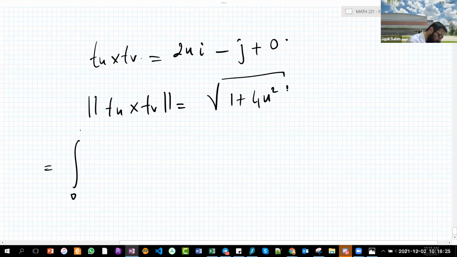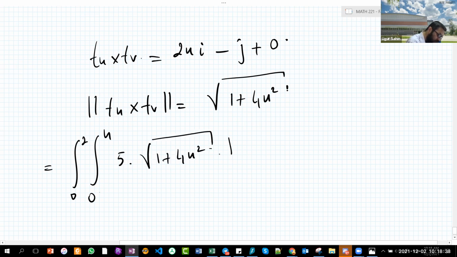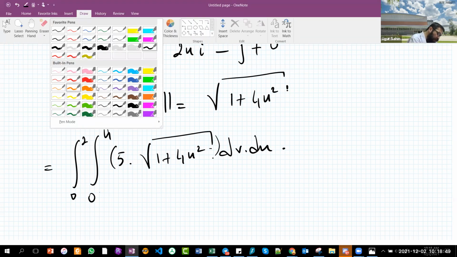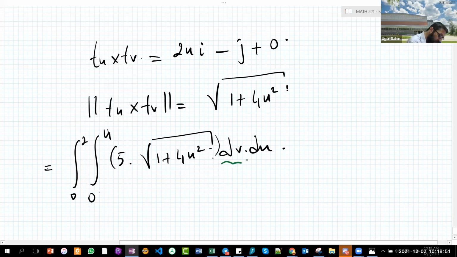All right. Let me go back and bring my integral here, 0 to u. 5 I had here. Now the length of this vector is equal to the square root of 1 plus 4u squared dv and then du. The rest is just your algebra skill, guys. The integral of dv is going to be just v, right?